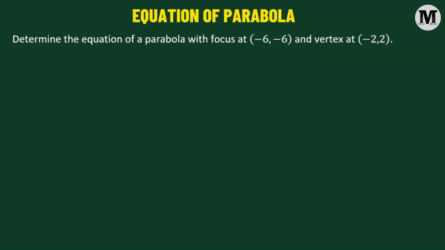In this problem, we need to determine the equation of a parabola such that the focus is at (-6, -6) and the vertex is at (-2, 2).